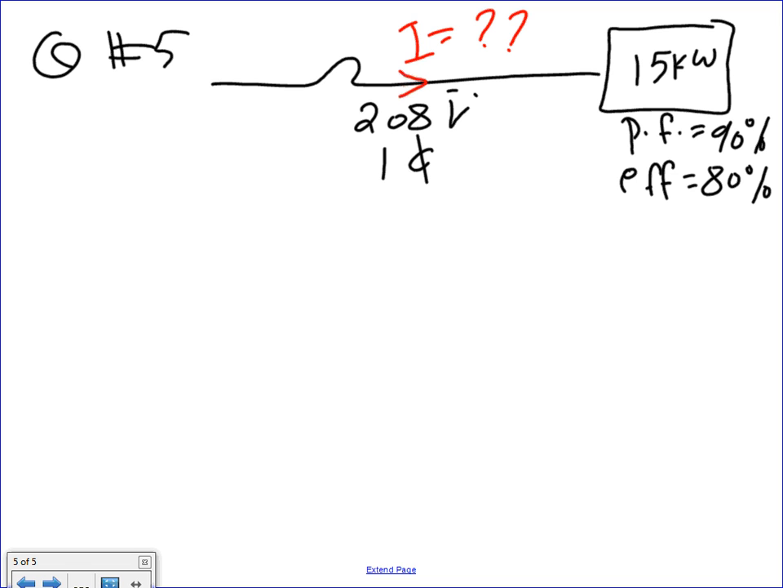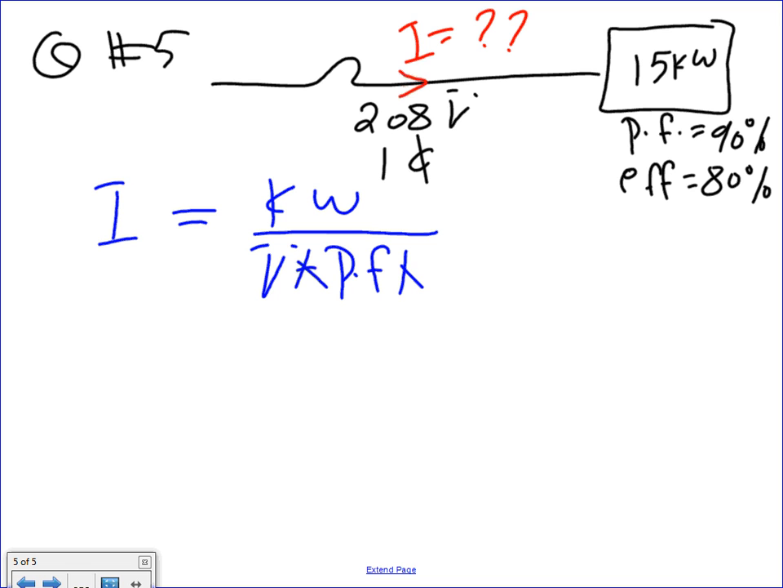Okay, here's the formula. Let's use this. I need I equal kW divided by the voltage, because we need the current, divided by the power factor, divided by the efficiency. That's the formula that you need.